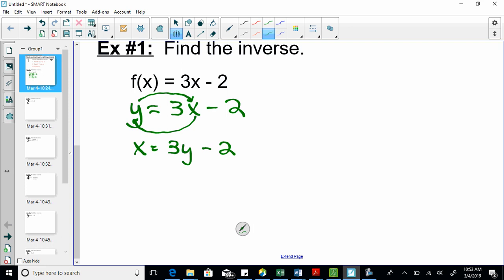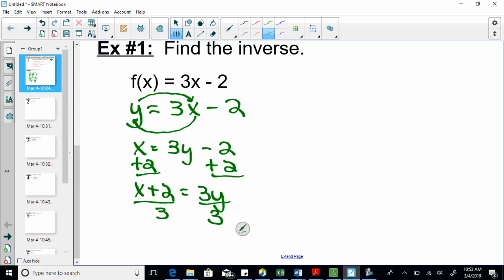Remember, the third step is I solve for y. So I'm solving to get y back by itself. So first thing we do to solve to get y by itself is move the 2. So we're going to add 2 to both sides. So we have x plus 2 equals 3y. Now to get y completely by itself, we have to get rid of 3, and it's 3 times y, so we divide by 3. So my answer is going to be x plus 2 over 3 equals y.